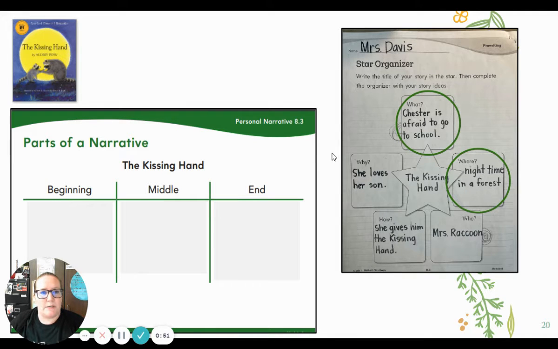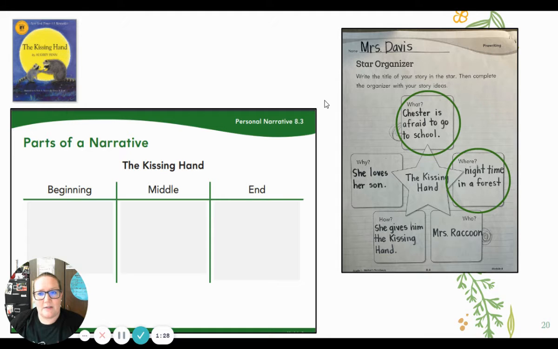We took a look at our mentor story, The Kissing Hand, this week, and we watched Miss Davis map out the story of The Kissing Hand on a star organizer the other day. So now I'm going to be taking those parts of the star organizer and putting them on a beginning, middle, end graphic organizer, helping me to plan out the story from the beginning, middle, and end, that sequence of the story. So we're going to do this with The Kissing Hand first, and then we will apply it and do it to your personal narrative today.